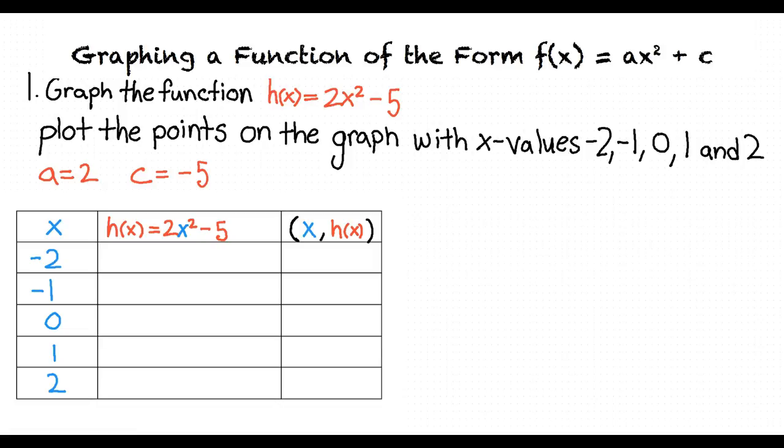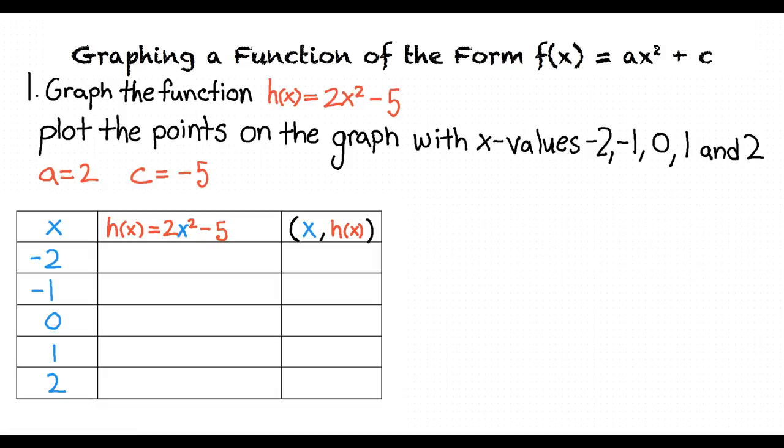Okay, so how do we solve for these values? Well, first, it's important to remember that f of x is just a different way to refer to the y values in a function. So in order to solve for f of x, we substitute the x value into the function wherever x is present, and then solve the rest of the problem. Let's start with x equals -2.